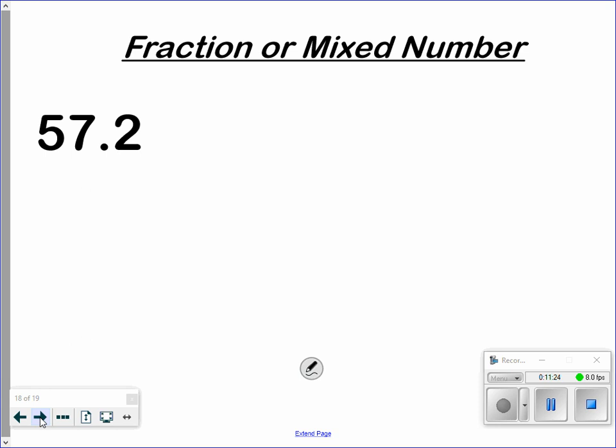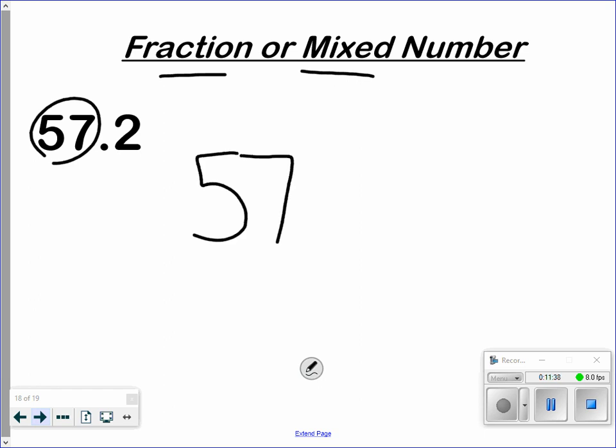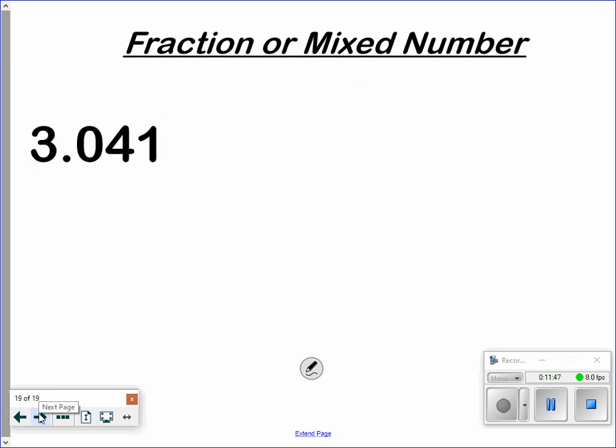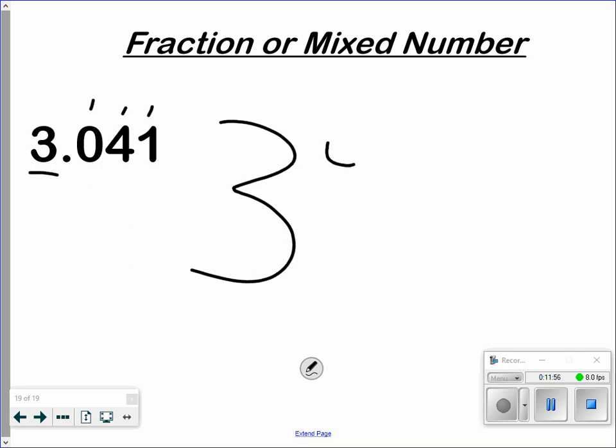Let's do another easy one. We have 57 and 2 tenths. Fraction or mixed number. So here, we're not going to put that over a fraction. We're going to put a big 57, it's a mixed number, and 2 over 10. Super easy. Next one. 3 and 41 thousandths. How did I do that? Tenths, hundredths, thousandths. Big 3, 41 thousandths. Put a 41 over 1,000. You're not obviously going to put the 0 there because that would look weird, so don't do that, okay? It's 41 over 1,000.